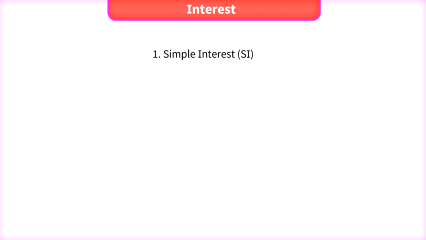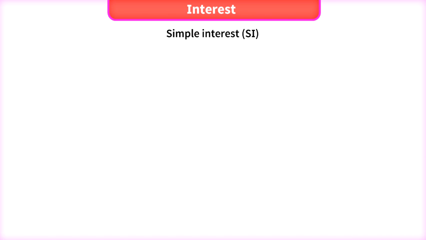Did you know the important part of the word interest is inter, meaning between? We see inter in words like interior and interval because the interest happens between the start and end of the loan. There are two types of interests: simple interest and compound interest.